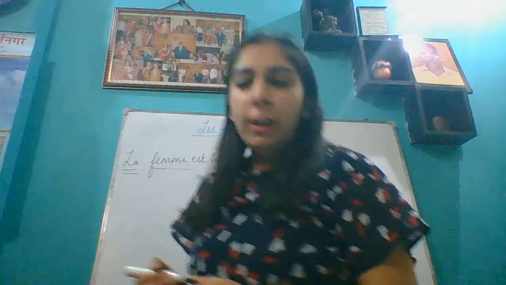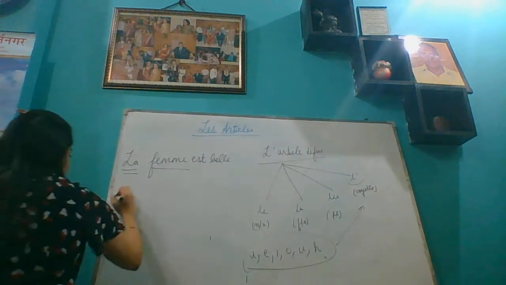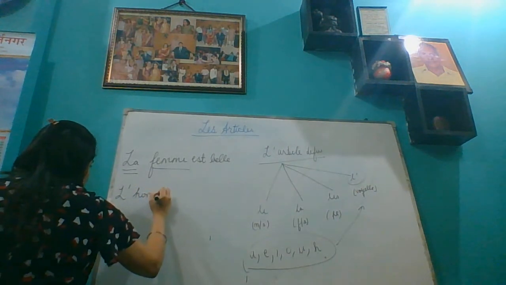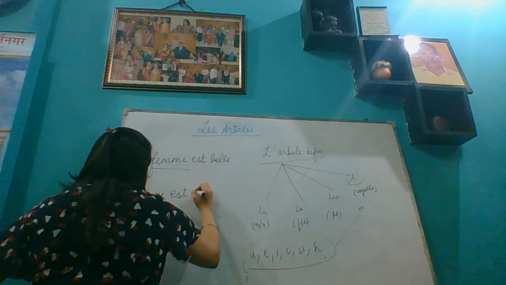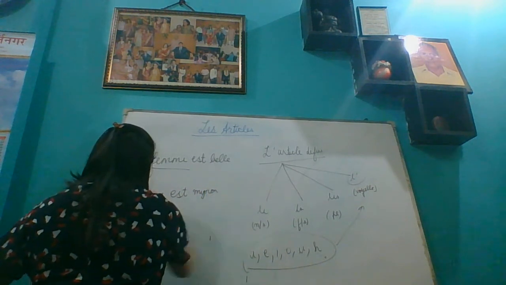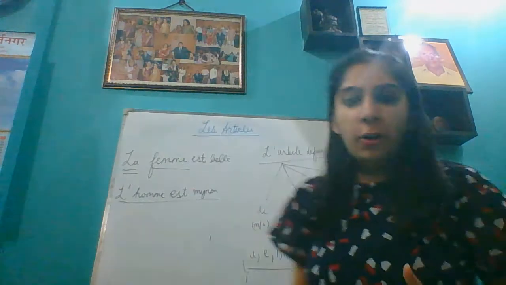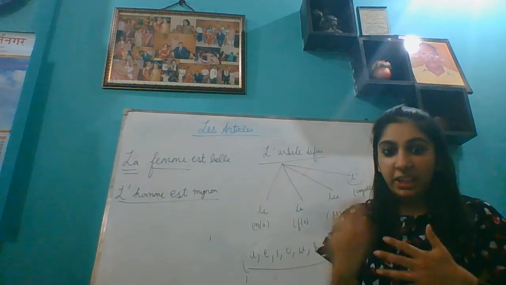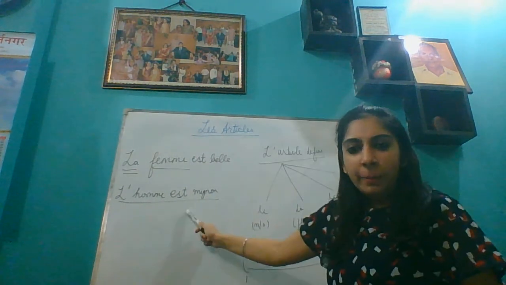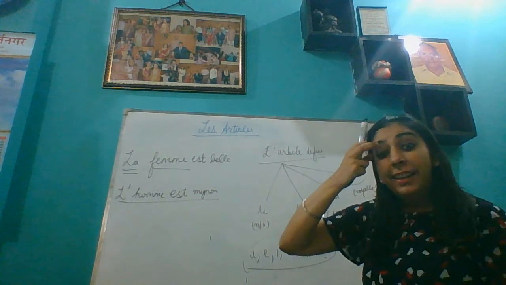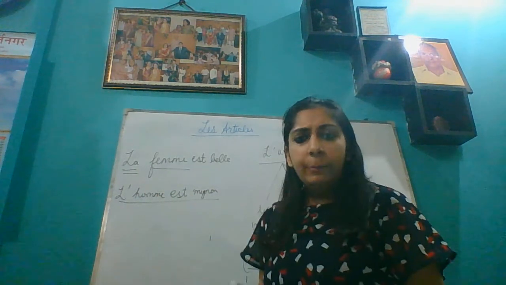Now, we'll learn an example with the vowel thing. So, if I want to say somebody, any man who is handsome or who is cute, we will say l'homme est mignon. H-O-M-M-E is man, we learned it earlier. So, if I have to say to my male friend that he is cute, in French I'll say l'homme est mignon. The man is cute. So this was the example with l'apostrophe.